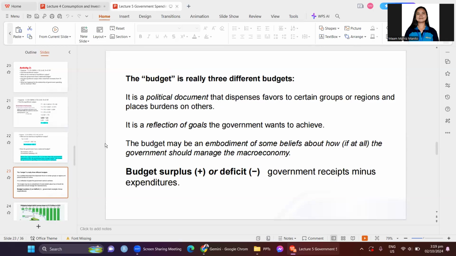Okay, so the budget can be more than its income or it can be less than. So if there's more income than spending, there will be a budget surplus. If the budget is lesser than the income, there will be a budget deficit. So if the government expenditure is more than the income, there will be a deficit.